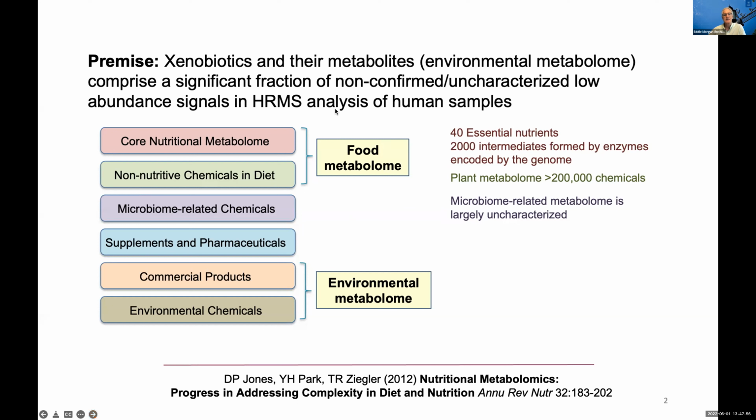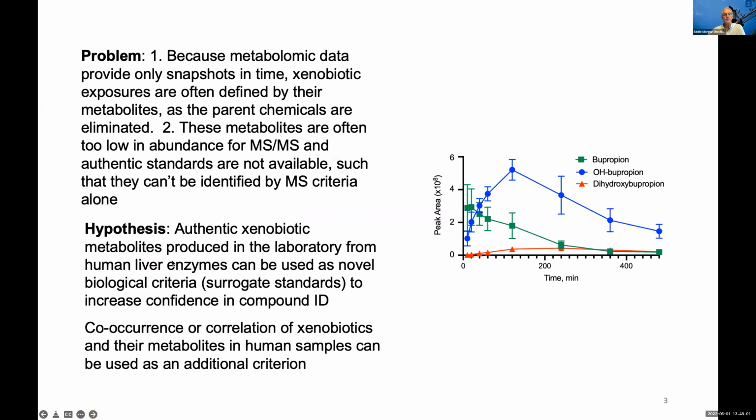And we started out with this premise that xenobiotics and their metabolites comprise a significant fraction of the non-confirmed or uncharacterized low abundance signals in high resolution mass spec analysis of human samples. Given that premise, immediately at least two problems arise.